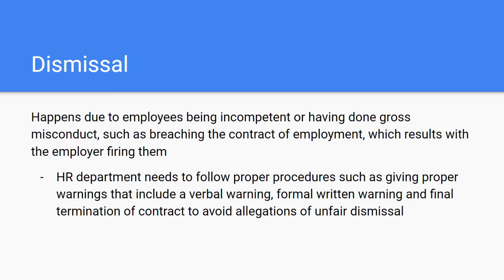In my next bullet point, I've written: HR department needs to follow proper procedures, such as giving proper warnings that include, for example, a verbal warning, a formal written warning, and then the final termination of contract to avoid allegations of unfair dismissal. It's not uncommon these days that when an employer fires or dismisses employees without any warnings, the fired employee can go back and sue them and get a lot of pay from the employer, because the employer was firing them on the wrong grounds. So the HR department has to be really careful with that and give out warnings before they fire someone.